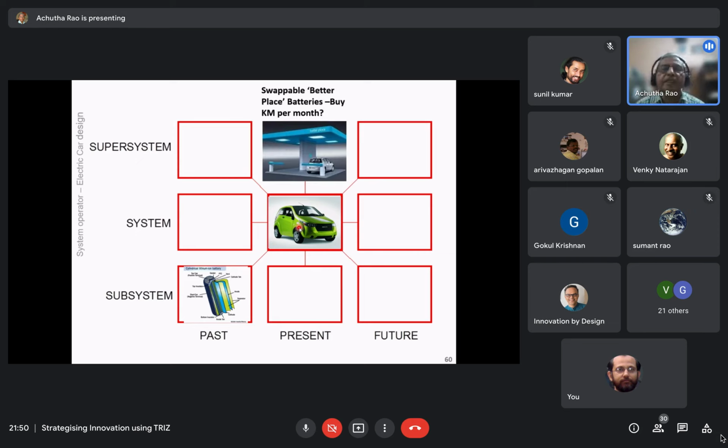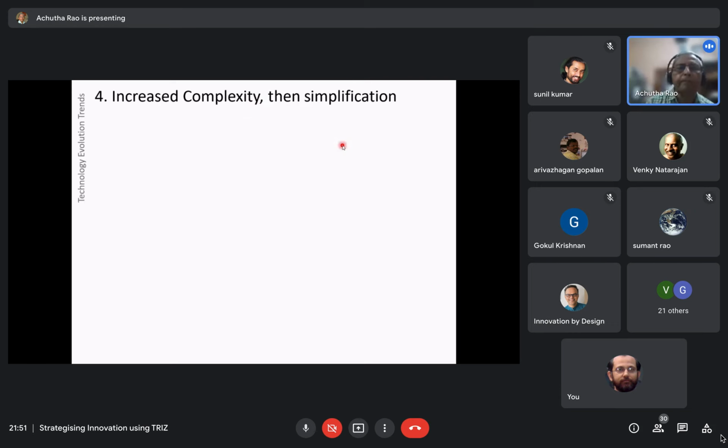Okay, so there is an idea developed by an Israeli company. They give you the battery free, and it is located in such a way that within 1 minute you can swap the battery and buy so many kilometers per month, like that. Until that happens, innovation suffers. I do hope you get some idea about it, right?